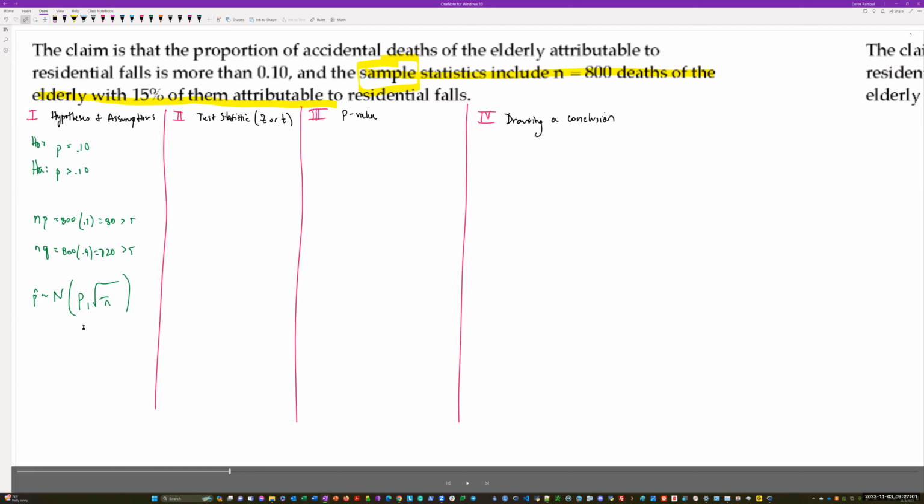We must assume the null hypothesis is true. Since we're assuming the null hypothesis is true, that means we're assuming that P must be equal to 10%. Therefore, P is 10%. This is the reason why we can actually state what the distribution of P hat is, because now we can say exactly what P and Q have to be here. Does everybody understand what I'm saying?